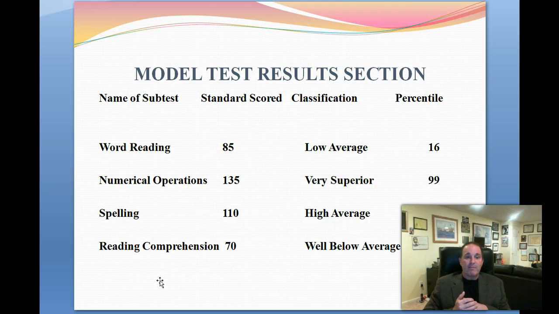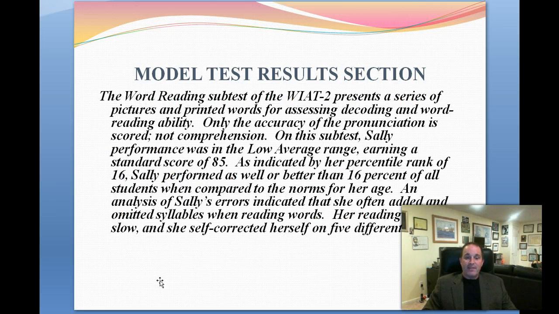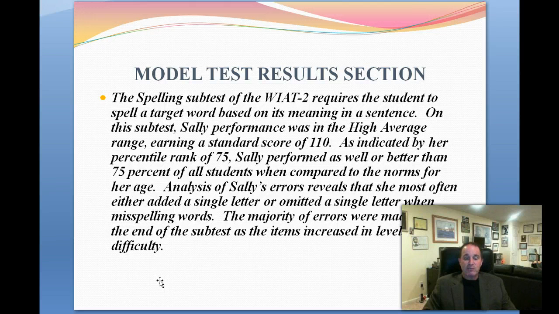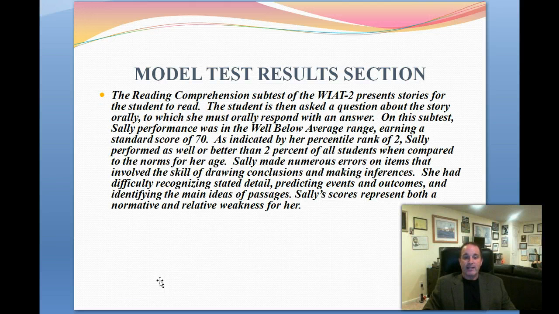So again, if you look at a model test results section, and I won't read these, you can go through the slides. As you'll see, you've got first the table, and then you've got the paragraphs. First paragraph of the word reading subtest, the next one numerical operations, the next one with the spelling, and the next one with reading comprehension. And that ends this video. We'll go to our last video, video 8, to wrap up the report.